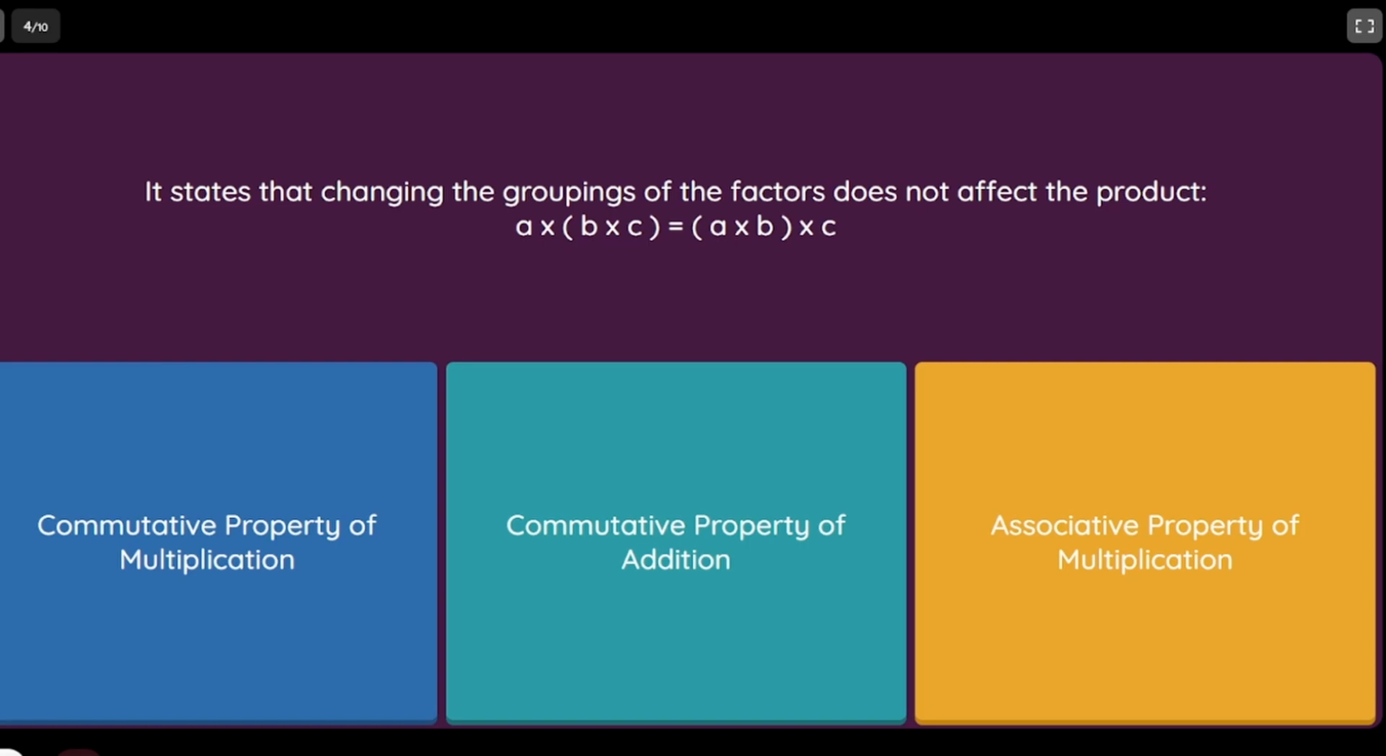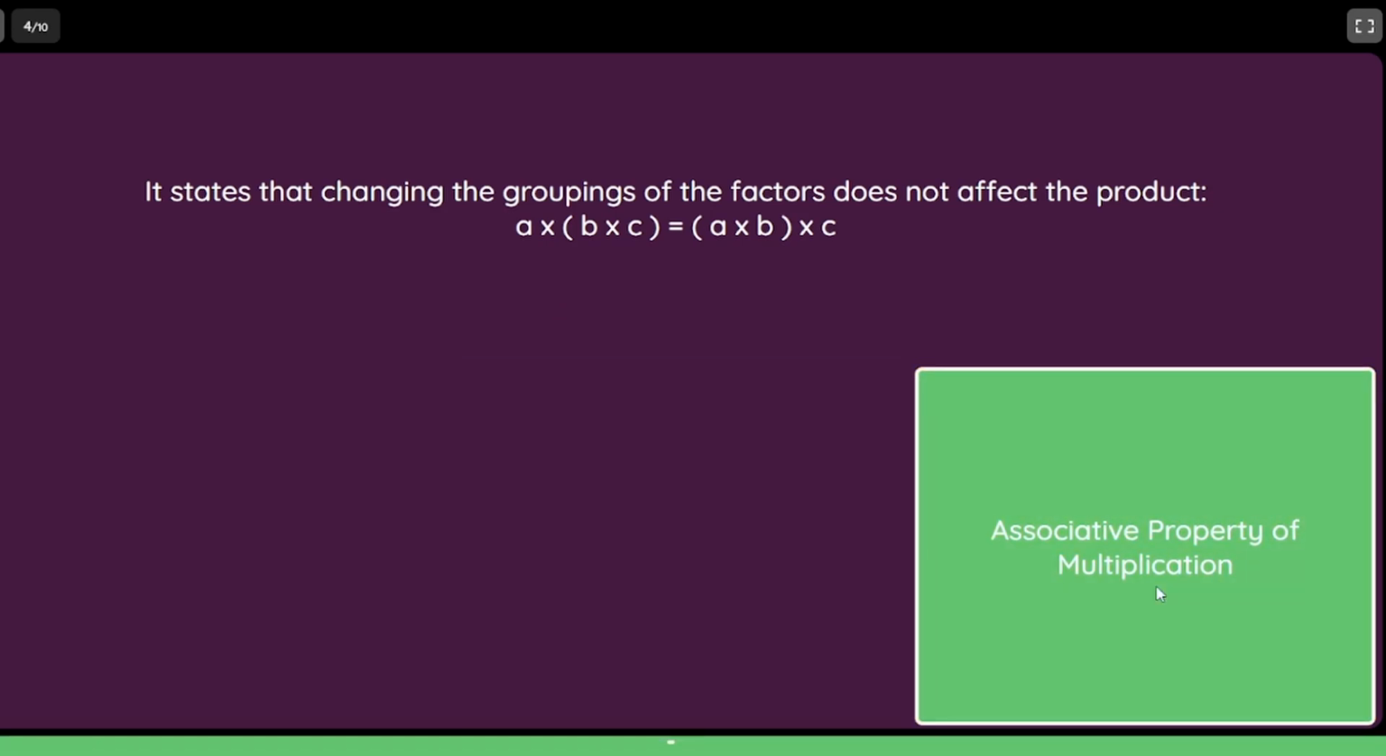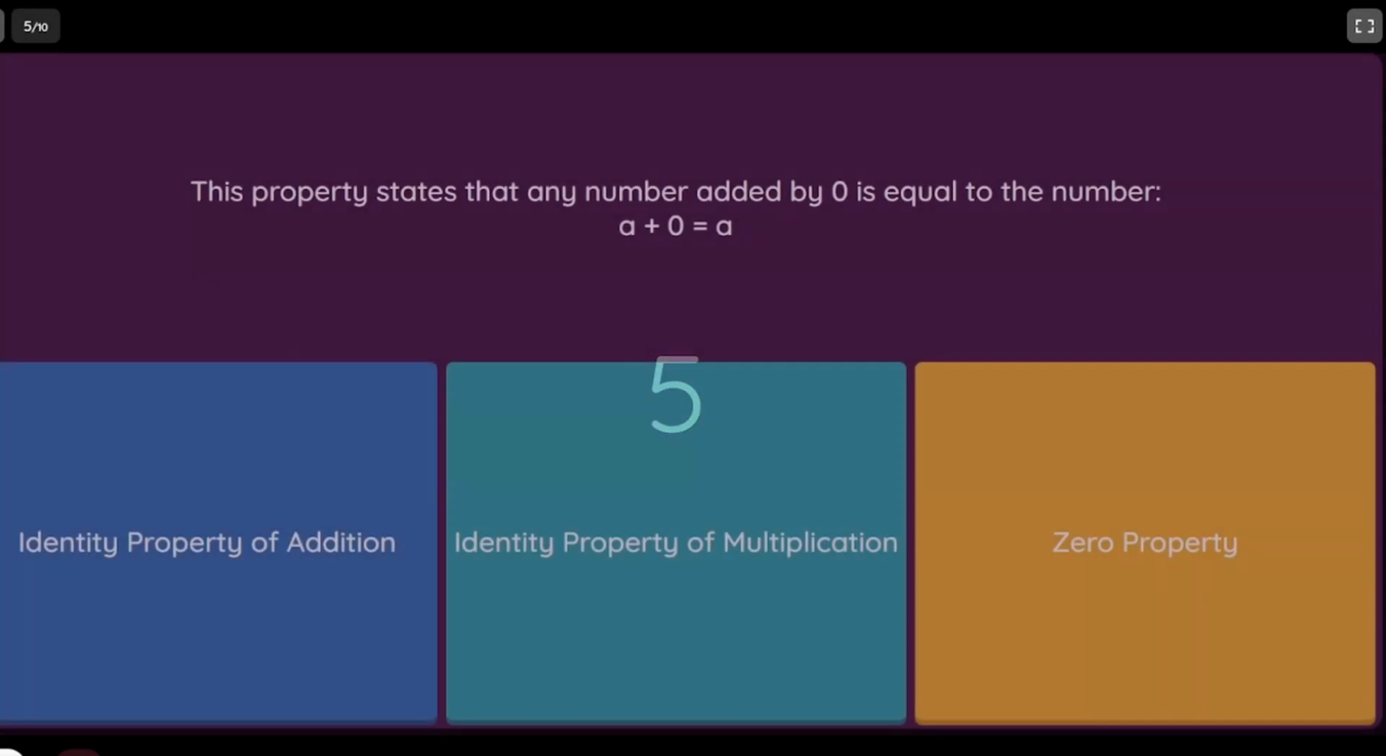Question number 4. It states that changing the groupings of the factor does not affect the product. So we know that this is going to be associative property, and we're doing multiplication, so this is associative property of multiplication. There you go.